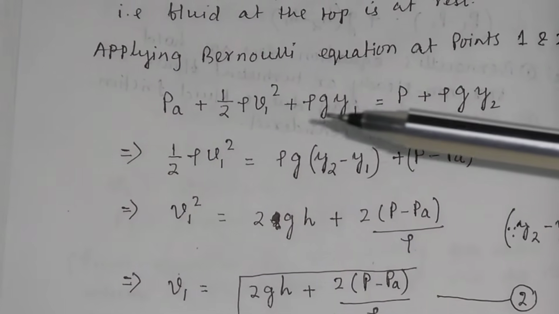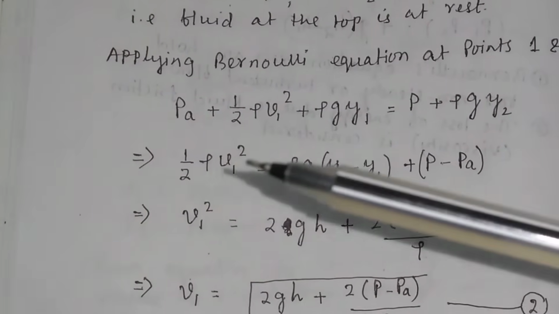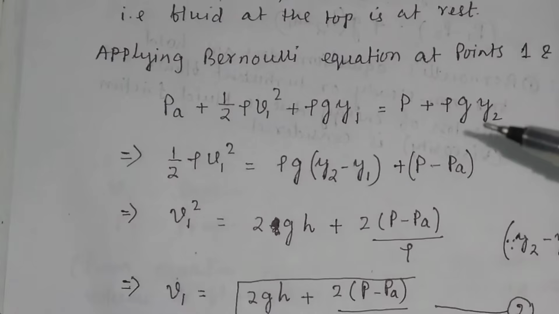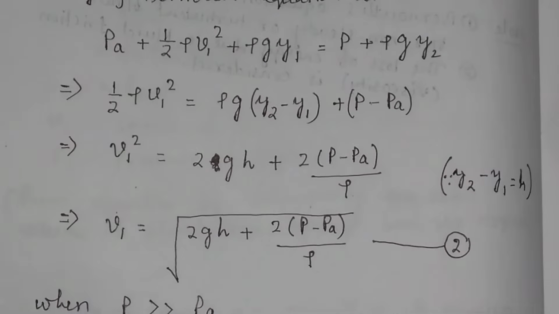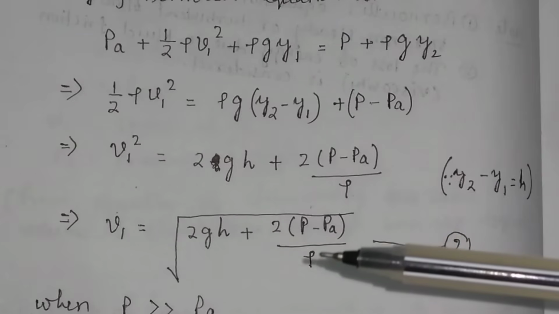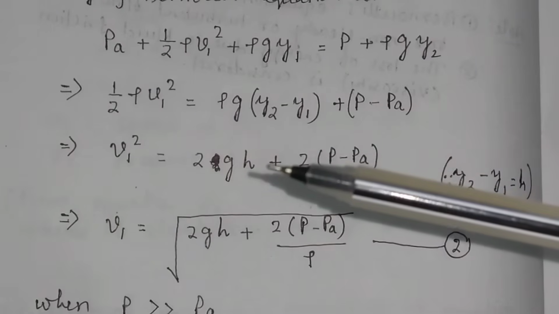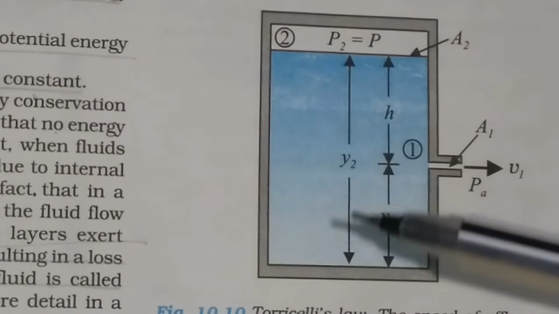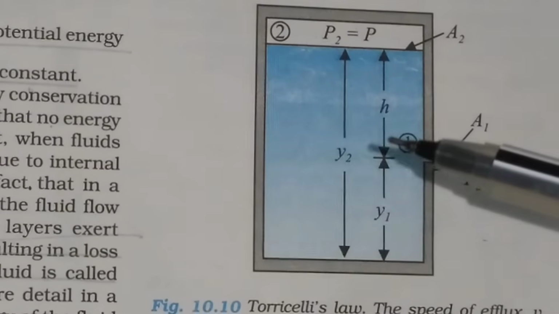And if you simplify this Bernoulli's equation, you take this half rho V1 square to this side and this one to the right hand side, and simplify it, so that you will get V1 equal to the square root of 2gh plus 2 into (P minus PA) divided by rho. And here you have to compute y2 minus y1, that is equal to h. You see in this figure, this is y2 and this is your y1, and y2 minus y1 is equal to h.